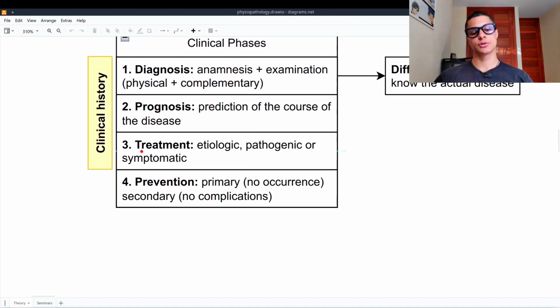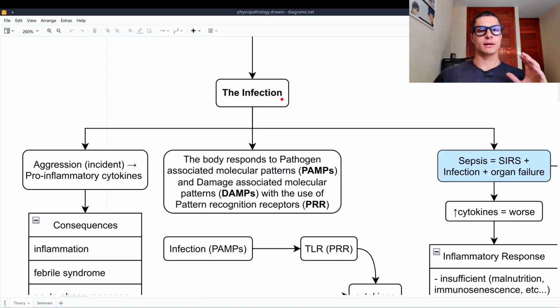Number 3 is the treatment, which can be etiologic, pathogenic or symptomatic. So based on the causes, based on the mechanisms, or based on the symptoms and signs. These three create the clinical history of an individual. And then there is also the prevention, which is primary, when we try to avoid the disease occurrence, and secondary, when we avoid the complications. Okay, so now let's take a look at the infection.